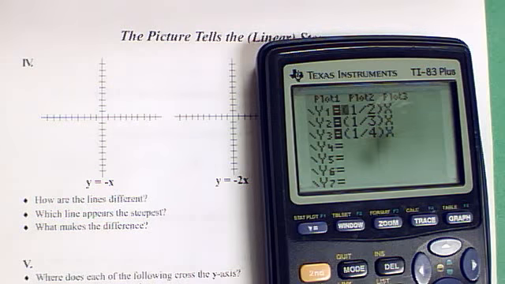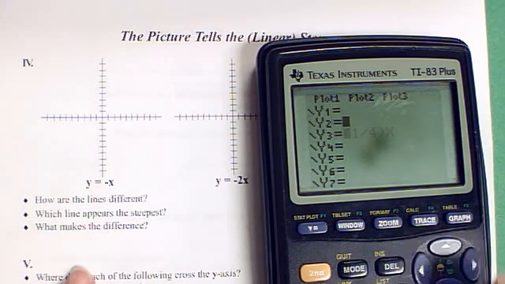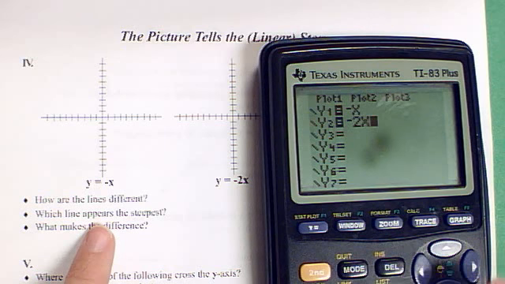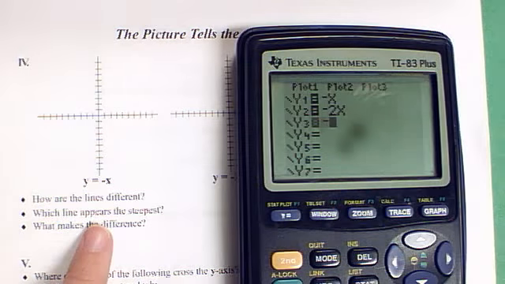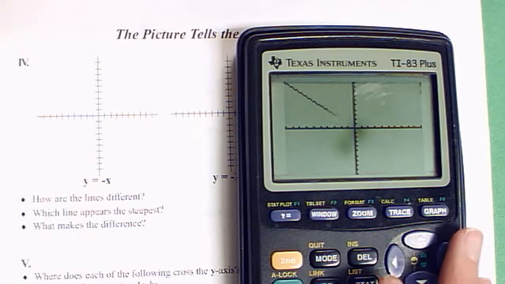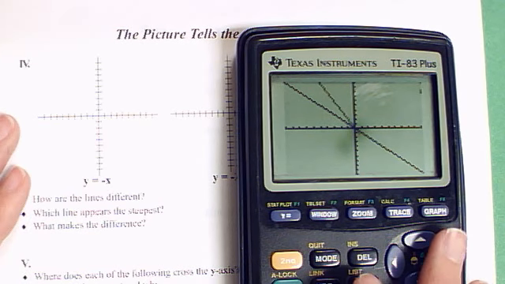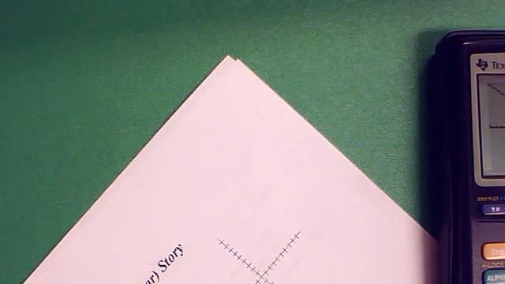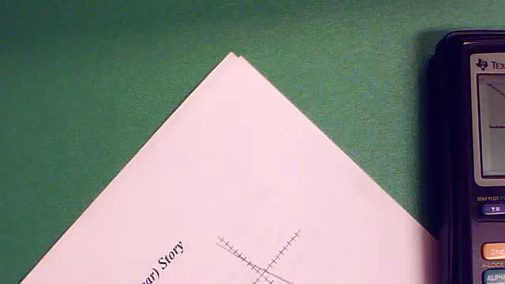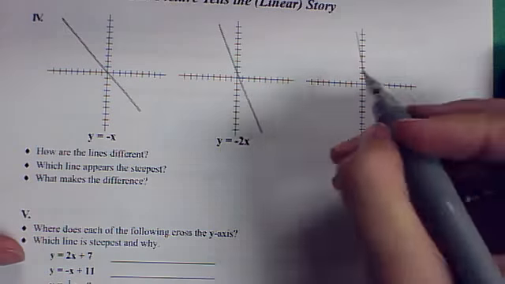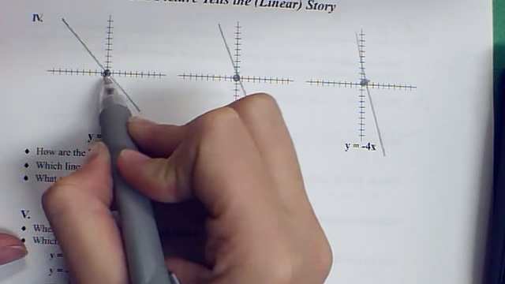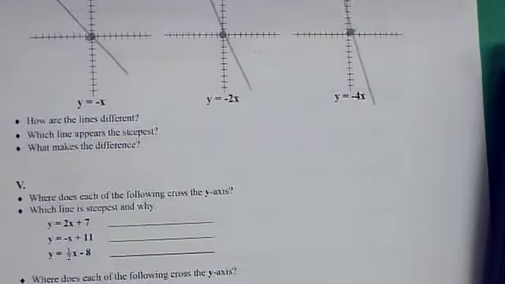So we started with y equals negative x. Clear this other stuff out. Y equals negative 2x. Y equals negative 4x. We're going to graph those and then transfer what we see onto our paper. I'm going to give you a second to make sure you've done that. They're getting steeper and steeper. They should all be going through 0, so just kind of have to let my sketching get away there.